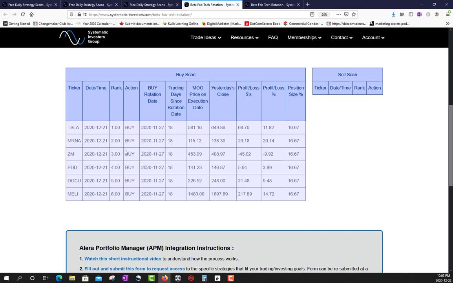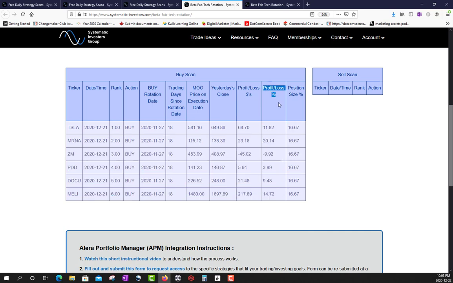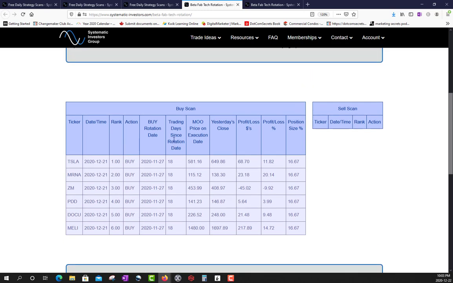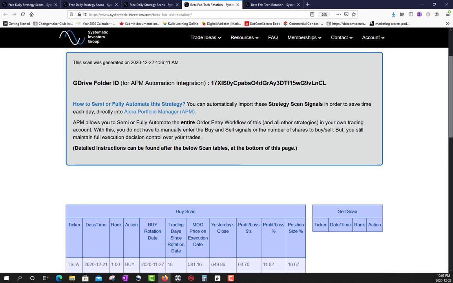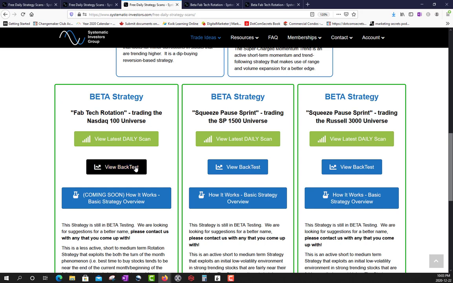But because it doesn't require a lot of management, it can also be managed manually, and you can track manually the profit and loss and the returns over the month as the month progresses. So I'm going to suggest just looking at this manually. If you're interested in it, just follow it manually. So again, that's where the trade signals are. The backtest is there, and then this video is going to be posted in how it works, basic strategy overview.